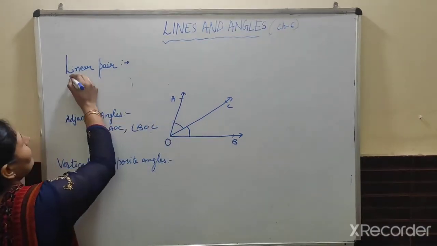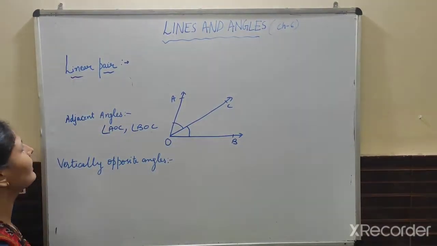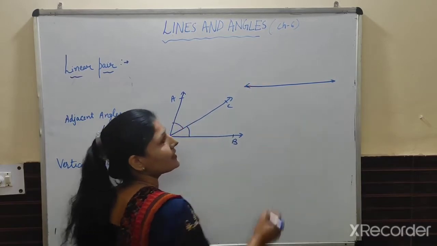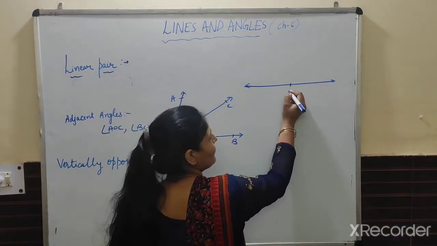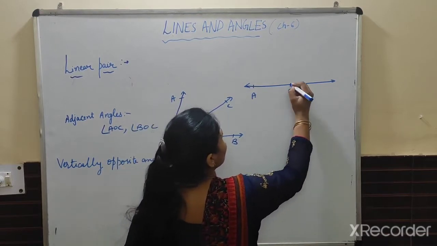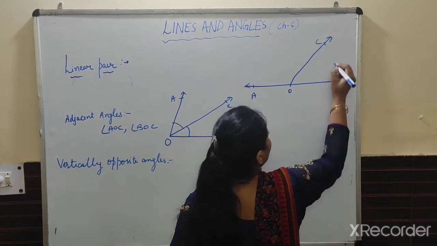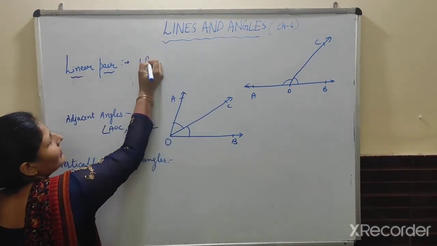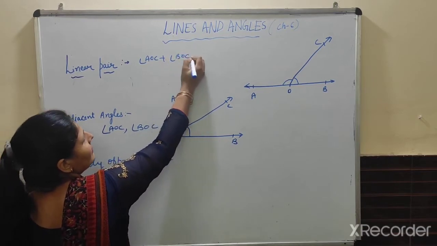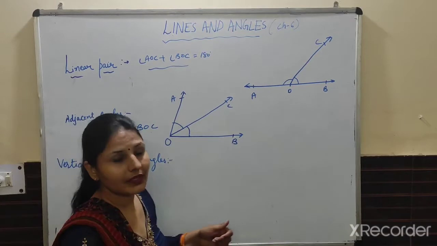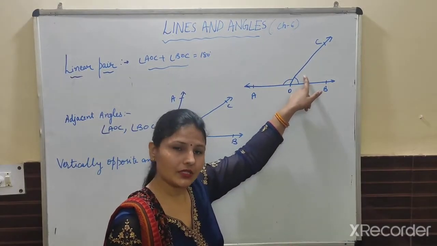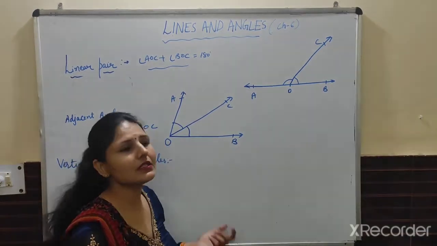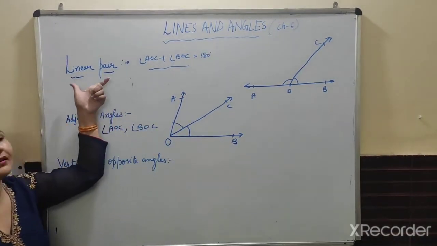Okay? Now, linear pair. Two adjacent angles are said to be a linear pair if they are lying on the same line. On a straight line, you can see angle AOC and angle BOC. These two adjacent angles, angle AOC plus angle BOC, how much is it? 180 degrees. We will call this a linear pair. Angle AOC plus angle BOC is equal to 180 degrees. And what kind of angles are these? Linear pair. Okay students, can you tell me what is the difference between supplementary angles and linear pair?